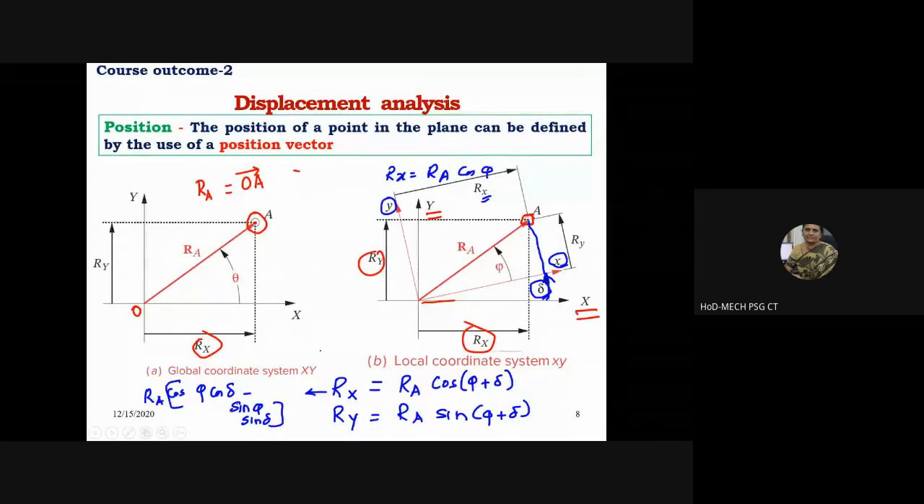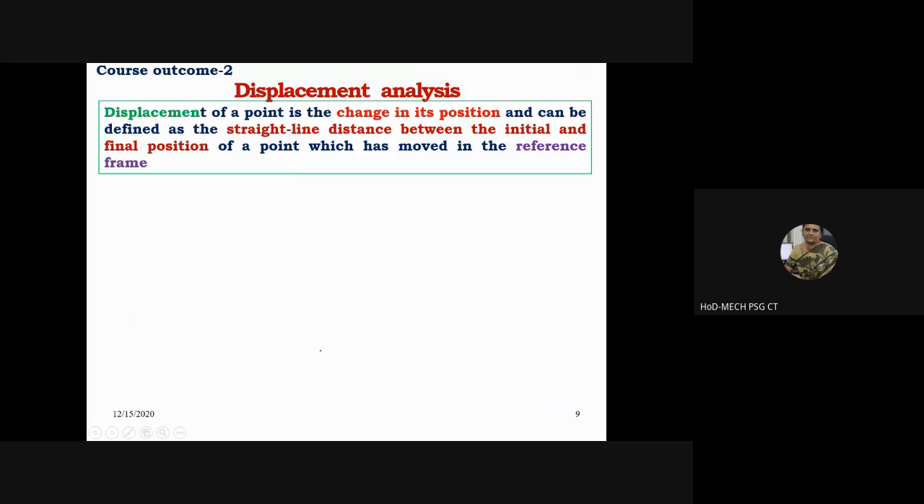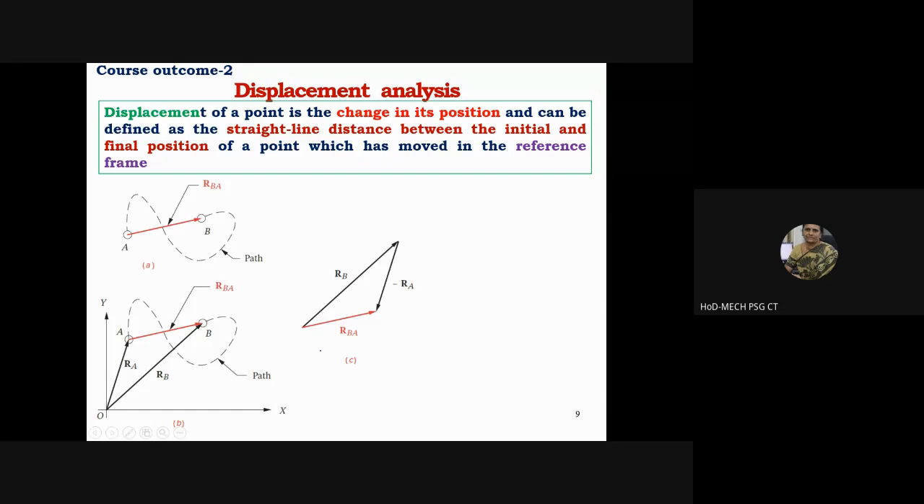So this is the position vector representing a point in space or in a plane with the help of a position vector. Then change of position causes displacement. So the displacement of a point is a change in the position and can be defined as a straight line distance between the initial and final positions of a point which has moved in the reference frame. For example, consider this point A. So initially it is here and then it takes a path and reaches this point.